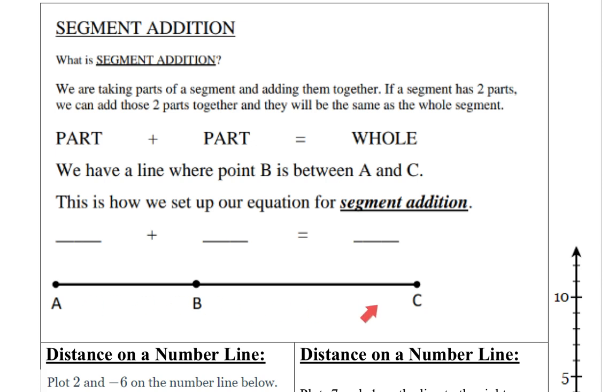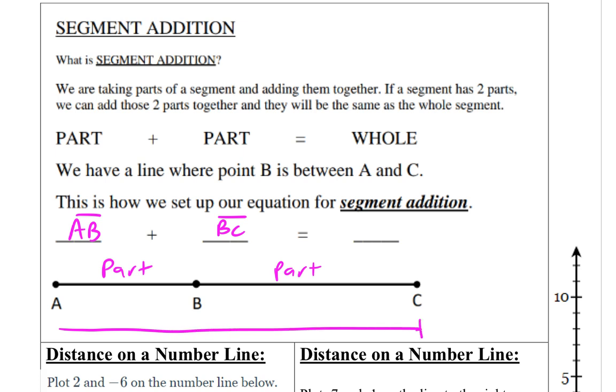Okay, so let's think about this. If we have this line over here, where point B is between A and C, right? Okay, so we're going to say this part, which we're going to say is segment AB, plus this part, which we're going to call segment BC, is equal to the whole thing, which is going to be from here to here, which we would call AC, right?